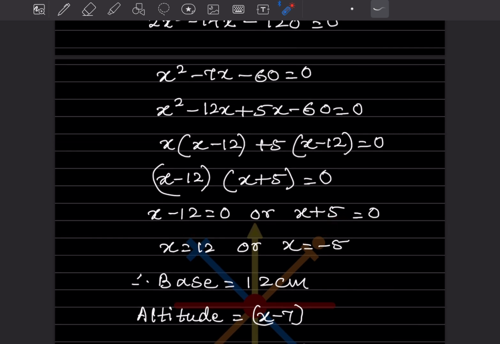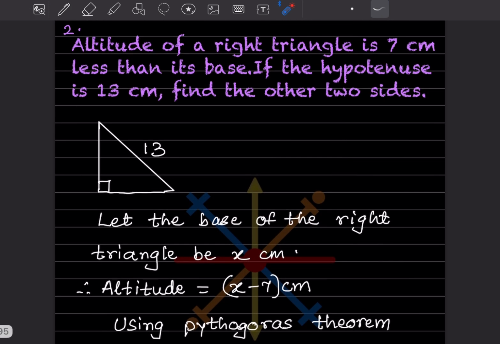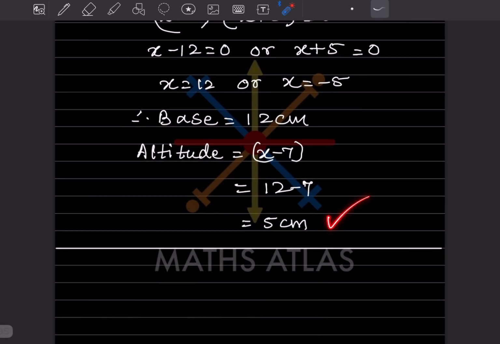So now what we can see, of course, the side is not going to be negative. So we are going to consider the positive one. So base is x, we considered as the base, that is 12, and altitude is x minus 7. So that will be 12 minus 7, that is going to be 5. The unit is given as centimeter because the hypotenuse unit also is given in centimeter. So this is the answer.